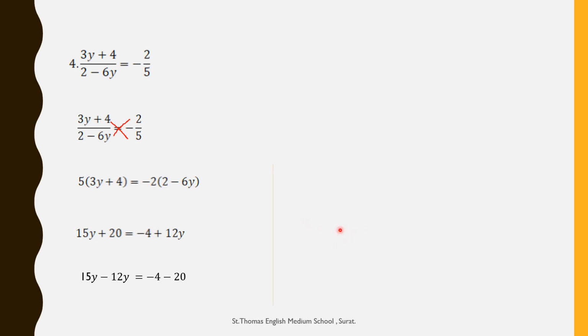y is equal to minus 24 by 3. This is multiplication. If it comes here, it becomes division. Minus 24 divided by 3, that is 3 ones are 3 and here 3 8s are 24, and here the minus sign is there. So what is the value of y? y is equal to minus 8. It's clear?